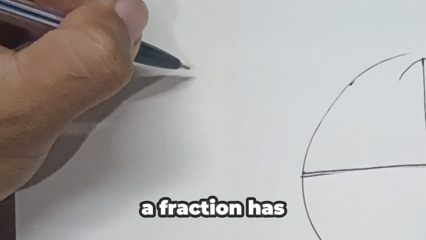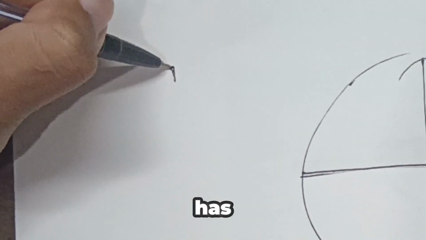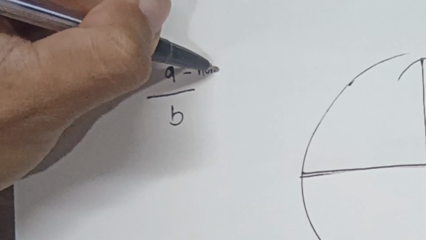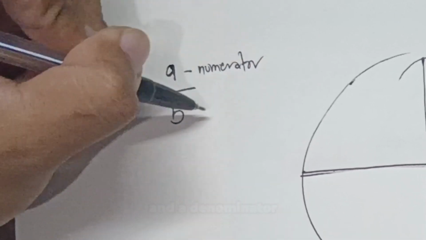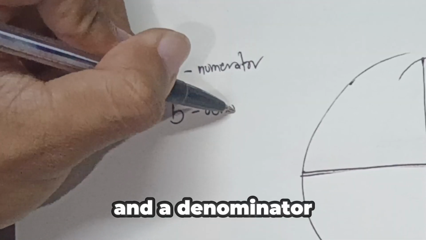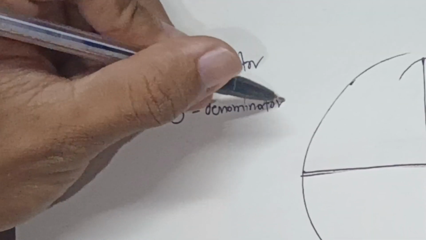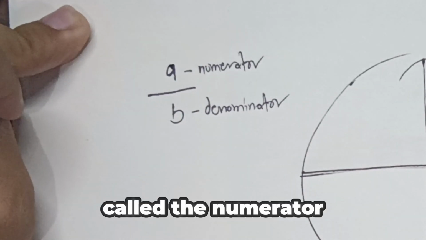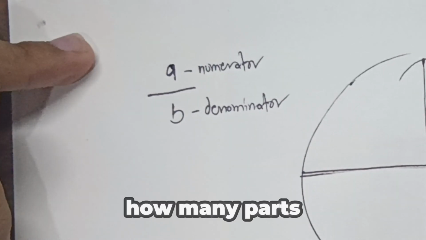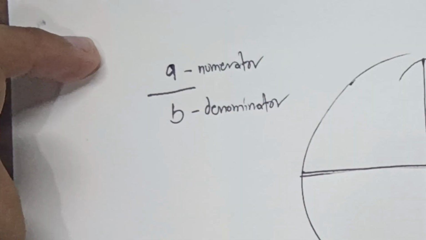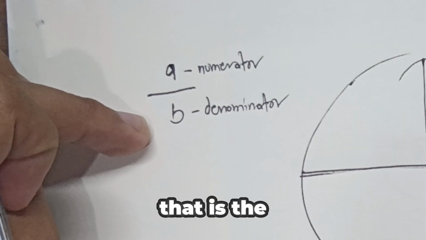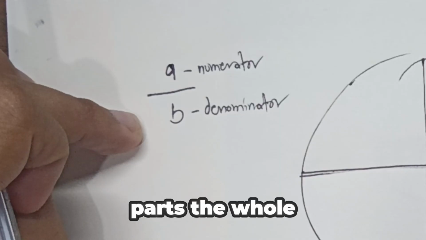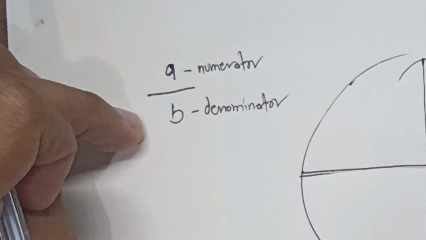A fraction has two parts. It has a numerator and a denominator. The top number is called the numerator. This tells us how many parts you have. The bottom number is the denominator. This tells us how many equal parts the whole pizza is divided into.